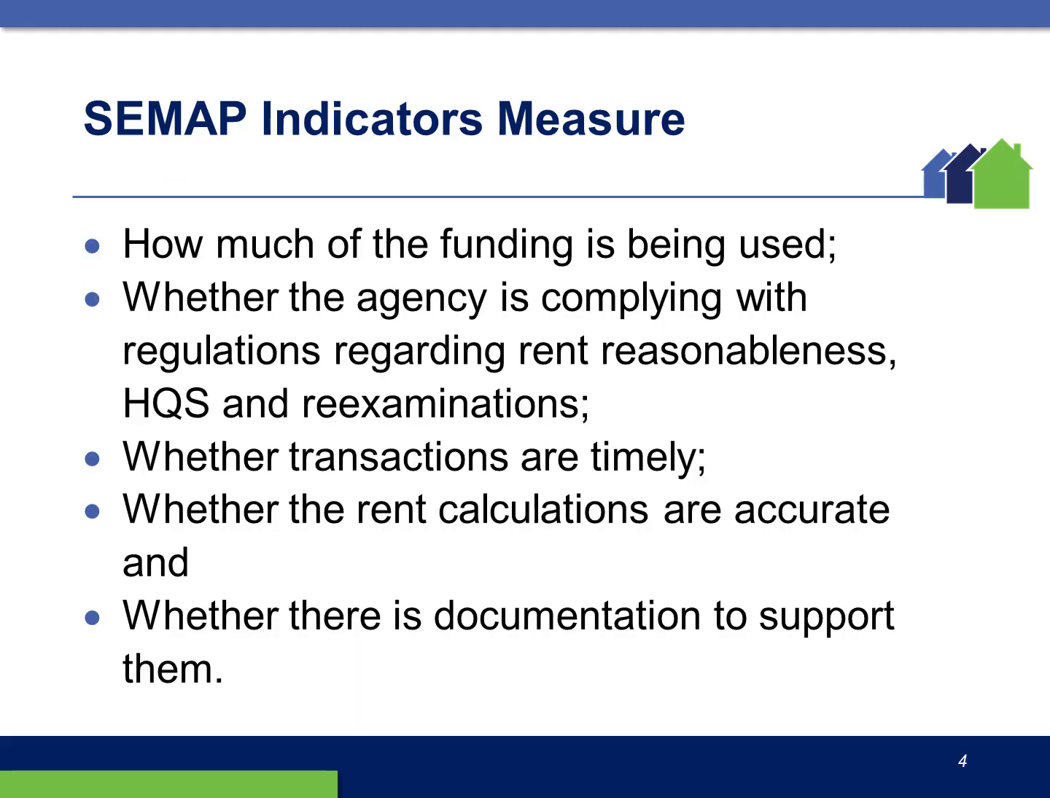Among other things, these indicators measure how much of the funding is being used, whether the agency is complying with regulations regarding rent reasonableness, HQS, and reexaminations, whether transactions are timely, whether the rent calculations are accurate, and whether there is documentation to support them. Each indicator is worth a certain number of points. The highest score achievable is 150 points. The following slides will review the details of each indicator.